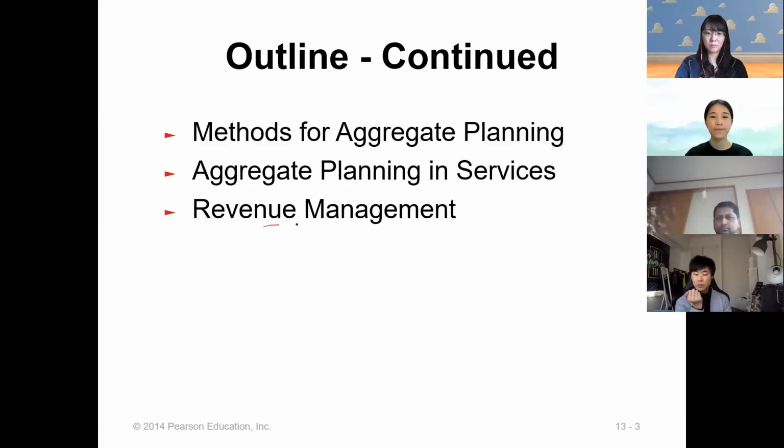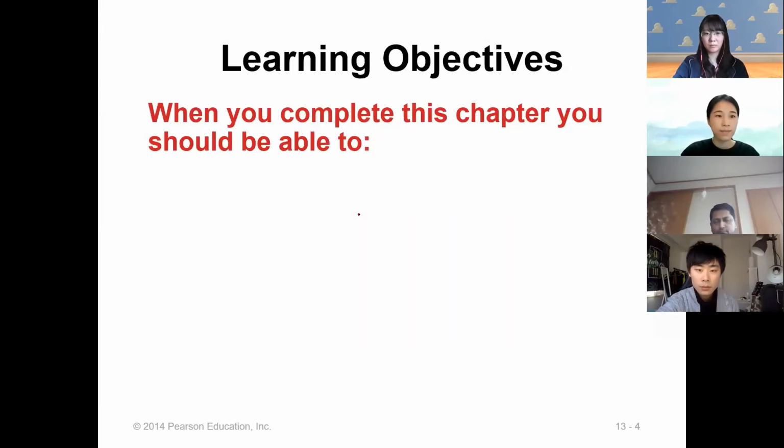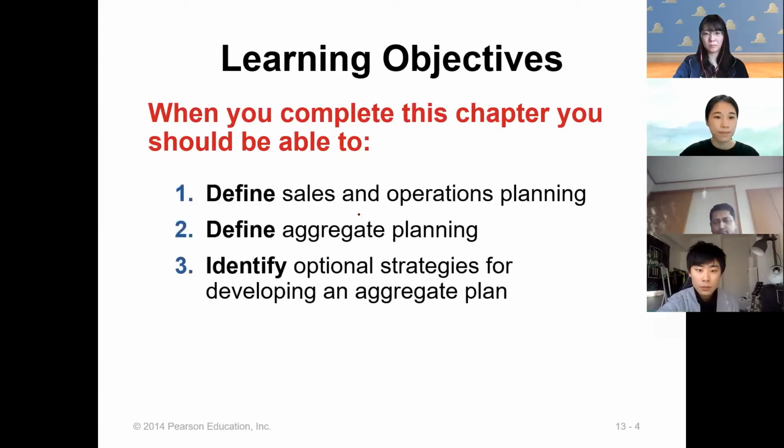And finally, there is the concept of revenue management or yield management in services, perishable service products. For example, in hotels and airlines, you cannot store the inventory. You cannot inventorize the services. If at the end of the day the hotel room is not utilized, then it is lost income to the organization.